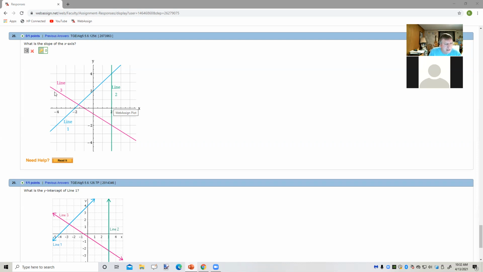Line number 3 has a negative slope. It goes down. Let's see, if we go from this point to this point, it goes down 2 as it goes over 3. So the slope would be negative 2/3. But now the question says, what is the slope of the x-axis? The x-axis would be this right here. That has no rise or fall, so it would be 0 over some non-zero number. Well, let's go from this point, let's say, to this point. So we'd go 0 up or down over 2. 0 over 2 is just 0. So the slope of a horizontal line is 0.